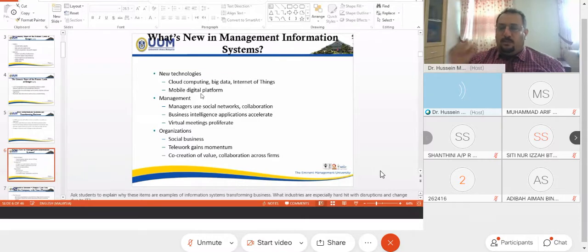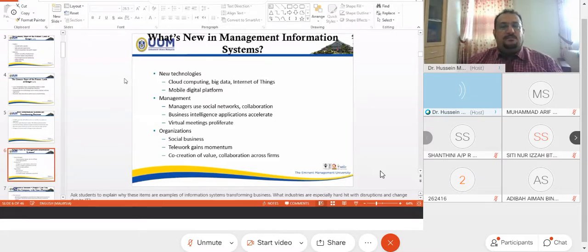Cloud computing is a new technology. Big data, IoT, that means Internet of Things, mobile digital platforms. This is what we practice now. We have all of that. How do we utilize these new technologies to run our life and accomplish our life affairs, either as individuals, organizations, or societies? We have to understand that.